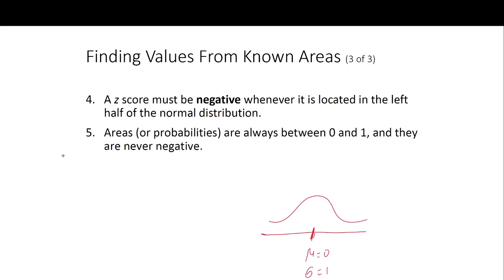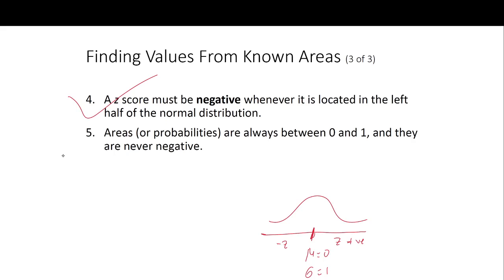Any value to the right side, that's a positive z-score. Any value to the left of this is a negative z-score. So that's the negative z-score. So a z-score must be negative whenever it is located in the left half of the normal distribution.